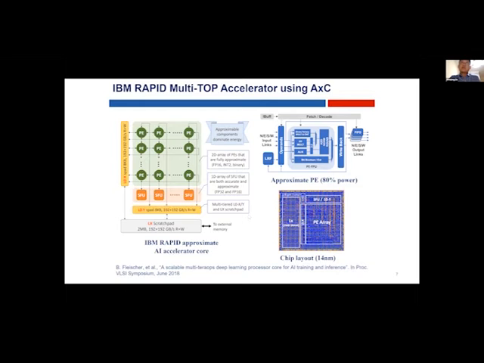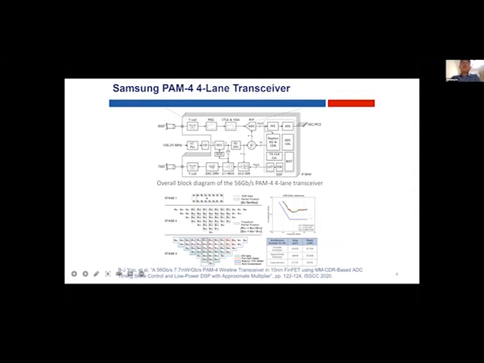However, the second example is from Samsung. It's a PAM4 4-lane transceiver. As I know, I think this one has already been used in some real chips. In this transceiver, as we know, it has the DSP part.